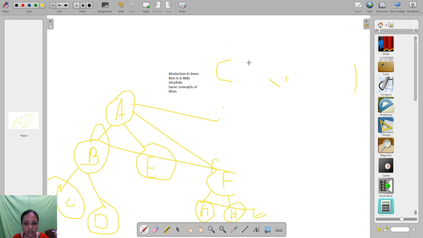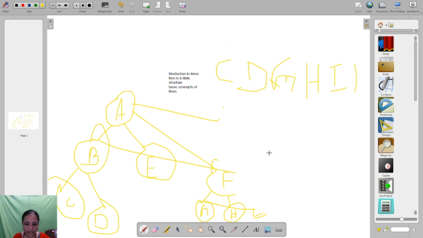So what are the leaf nodes? C, D, G, H, I. These are called leaf nodes. Okay, the last one is internal node. So internal node means what? A node having a parent and a child. That one is called an internal node.